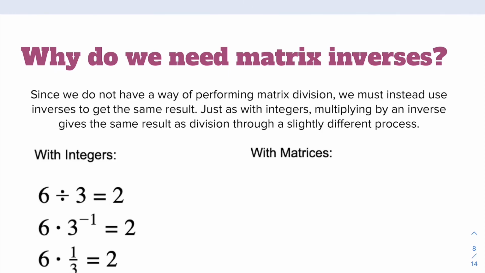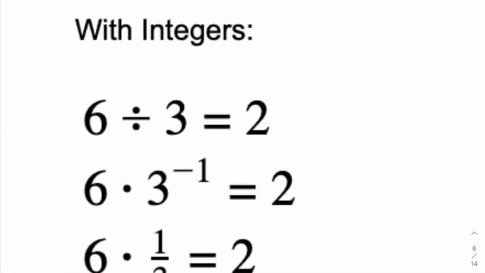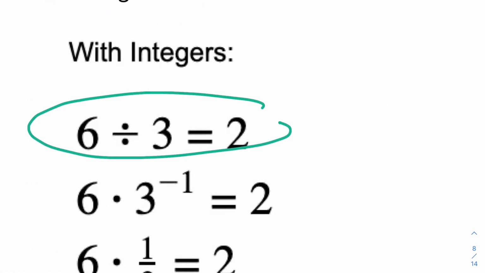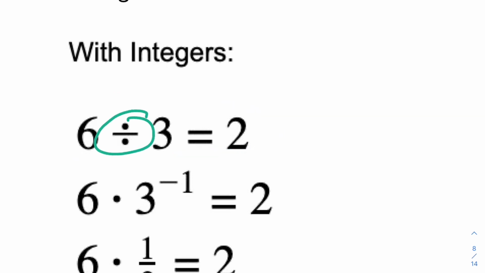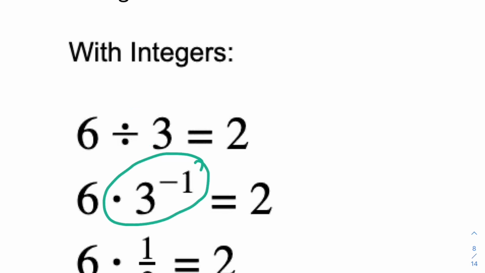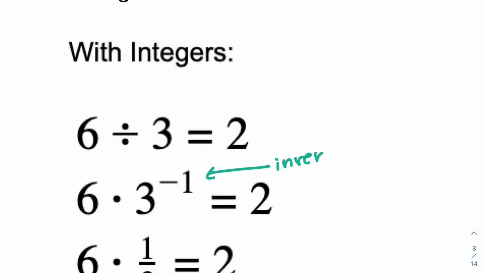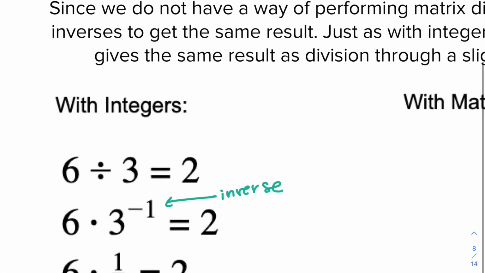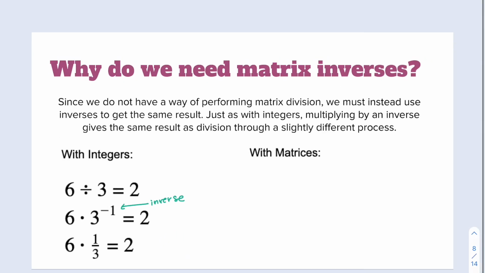And we actually do this with numbers too. So just as with integers, multiplying by an inverse gives the same result as division through a slightly different process. So here's what it looks like with integers. Typically, we just do division. We'd say 6 divided by 3 equals 2, and that's true. However, if you can't divide by 3, an alternate way of getting the same result is to multiply by the inverse of 3. And that's what that little -1 means. It means inverse. And the inverse of 3 is 1/3. So if I multiplied 6 by 1/3, I would get the same result.